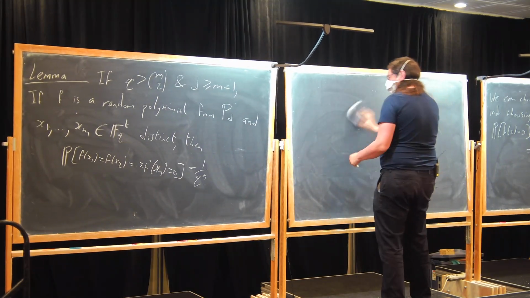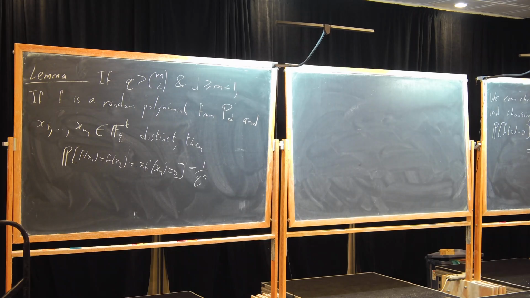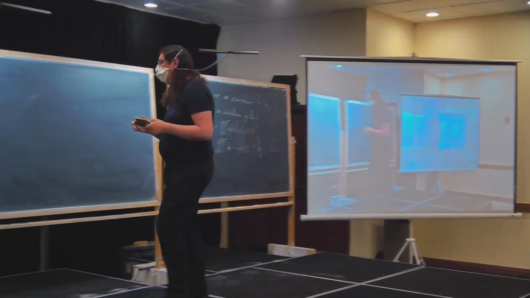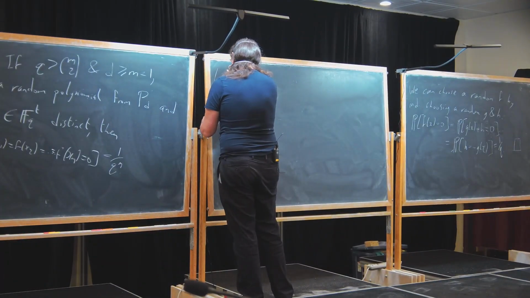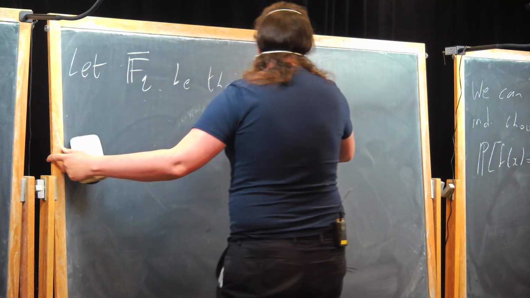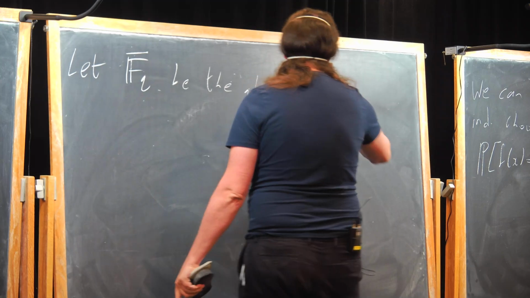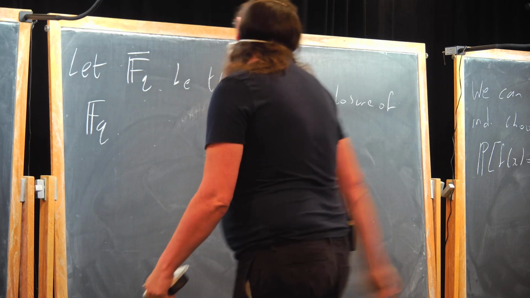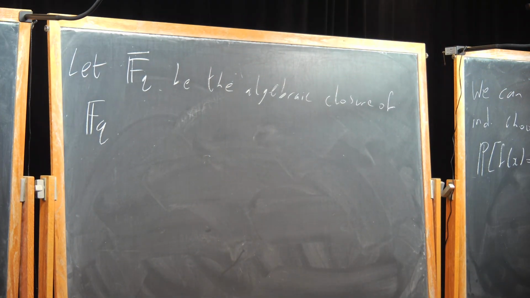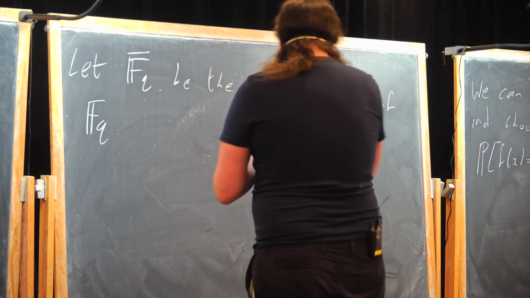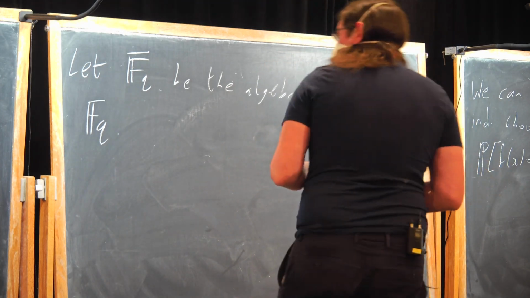Okay, so that's what we need to know about random polynomials, but we also need to know something about varieties over Fq. Let Fq bar be the algebraic closure of Fq. This is a standard mechanism in field theory, where you take any equation over Fq and add the root of that equation in, and then you add all of those and you get the algebraic closure. Algebraic geometry generally works better over algebraic closures.